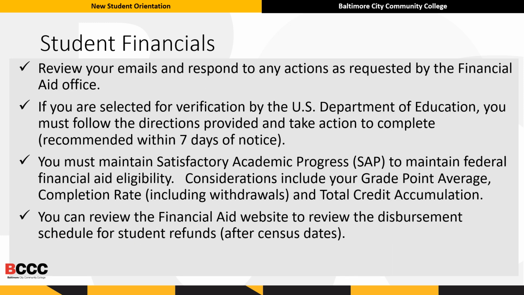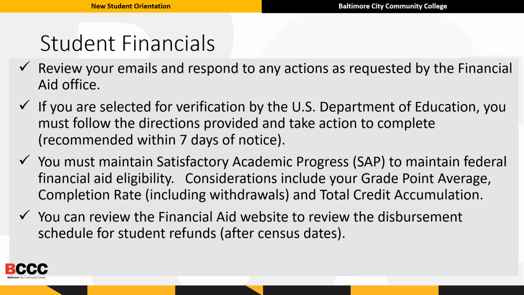Review your emails and respond to any actions as requested by the Financial Aid Office. If you are selected for verification by the U.S. Department of Education, you must follow the directions provided and take action to complete, recommended within 7 days' notice. You must maintain satisfactory academic progress, also known as SAP, to maintain federal financial aid eligibility. Considerations include your grade point average, completion rate, including withdrawals, and total credit accumulation.